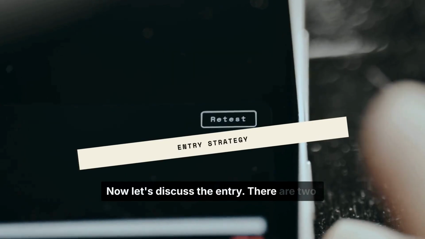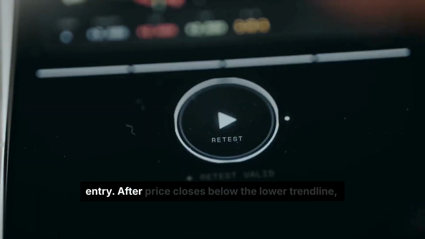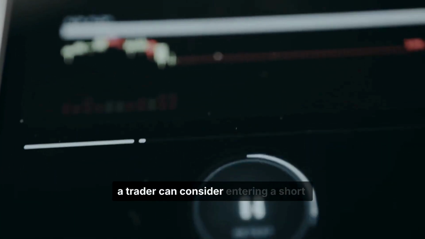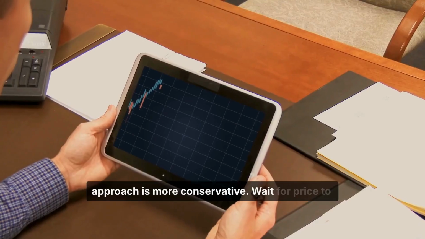Now let's discuss the entry. There are 2 common approaches. The first is the immediate breakdown entry. After price closes below the lower trend line, a trader can consider entering a short position according to their trading plan. The second approach is more conservative.